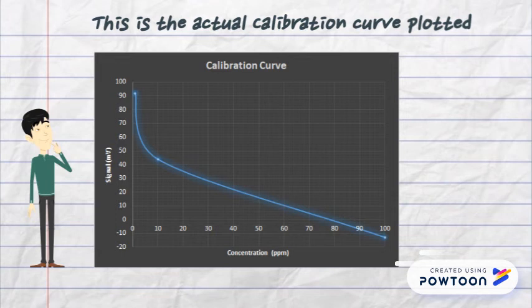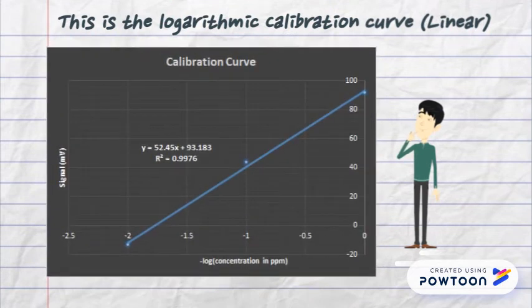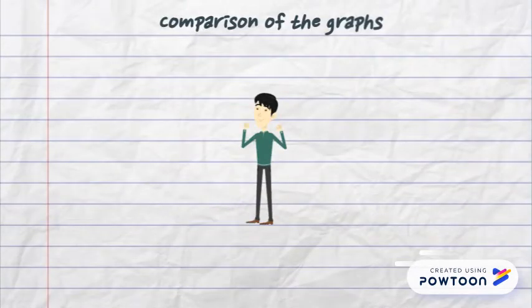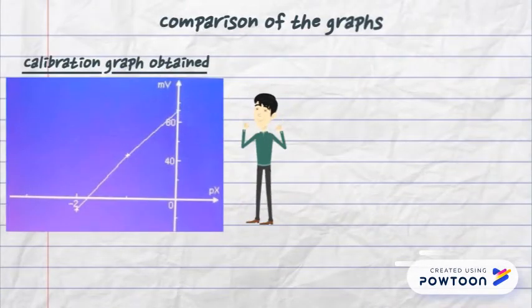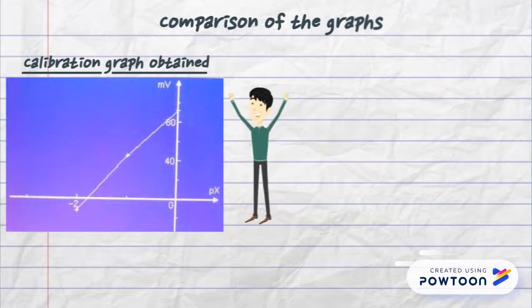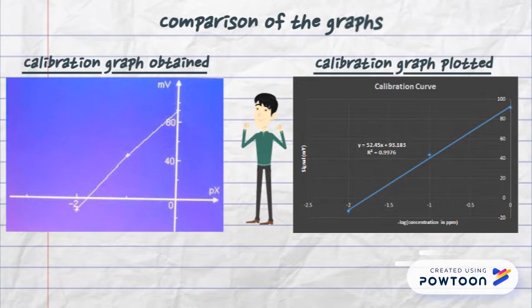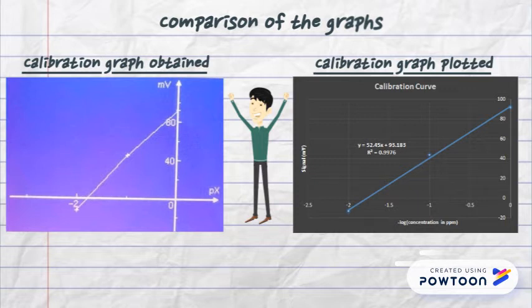This is the actual calibration curve plotted, while this is the logarithmic calibration curve. Here is a comparison of both graphs. On my left side is the calibration graph obtained from the instrument, while on my right side is the calibration graph plotted using Excel. Now, they might look similar, but in fact, there's a slight discrepancy between these two graphs.